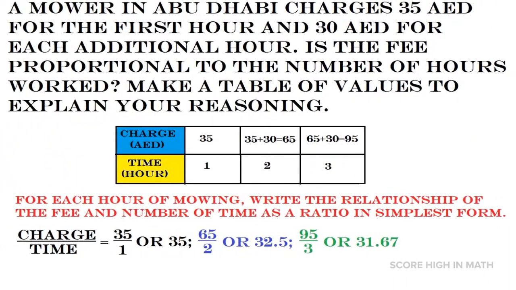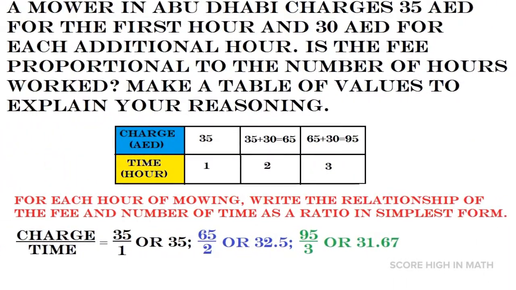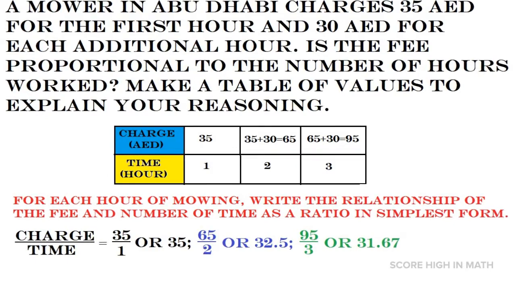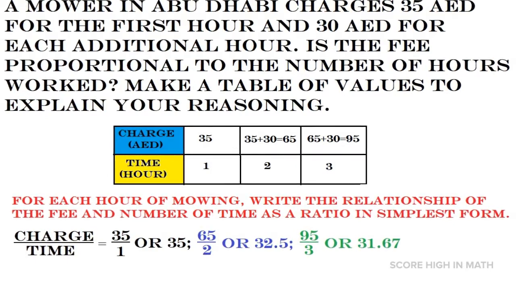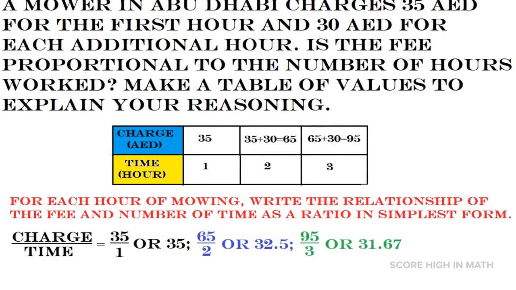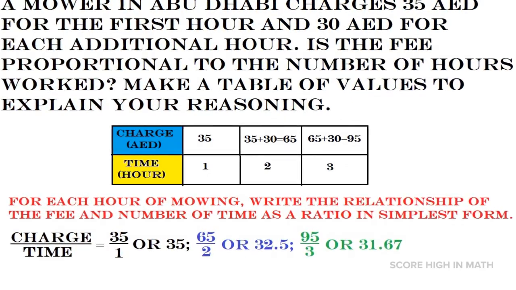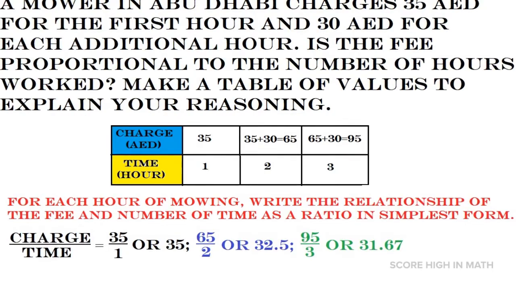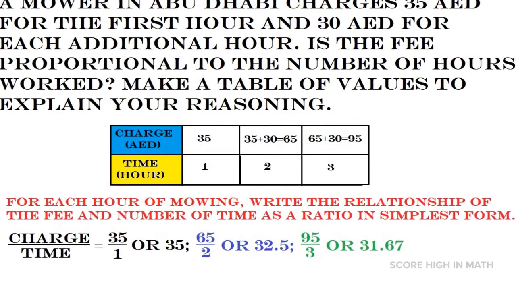Hence, writing the ratio charge over time is equal to 35 over 1 or 35. For the second column, 65 over 2 or 32.5. And for the third column, 95 over 3 or 31.67.